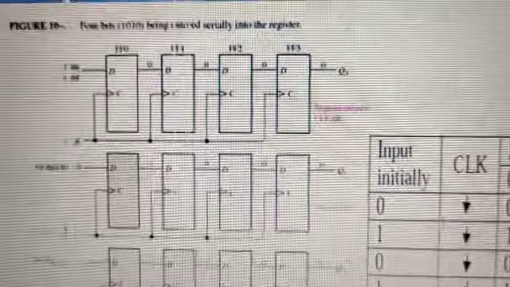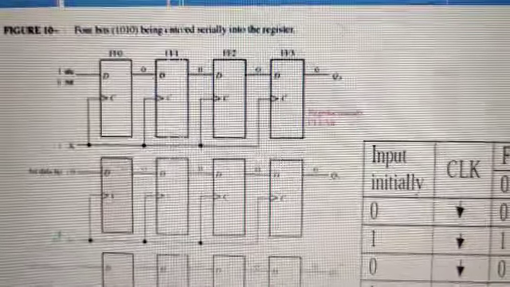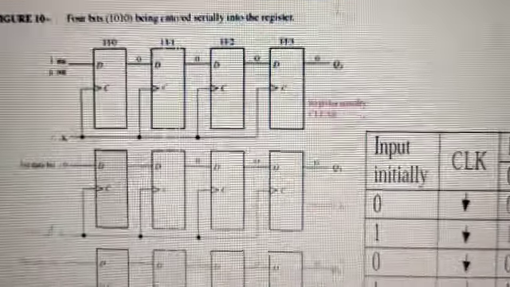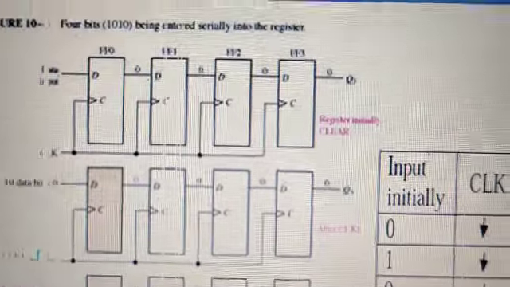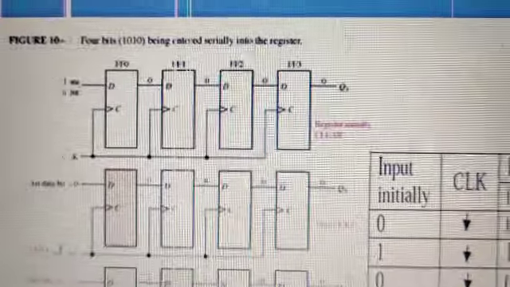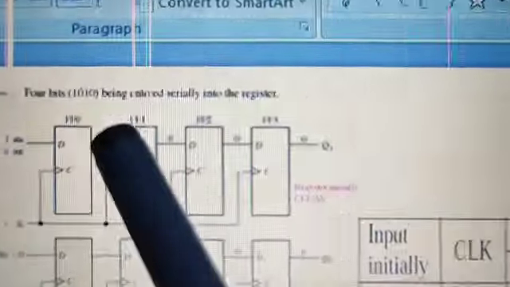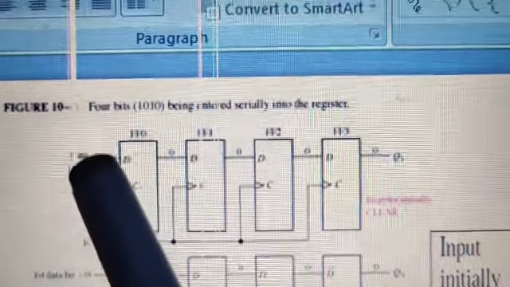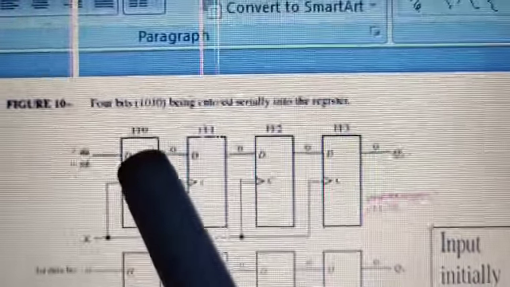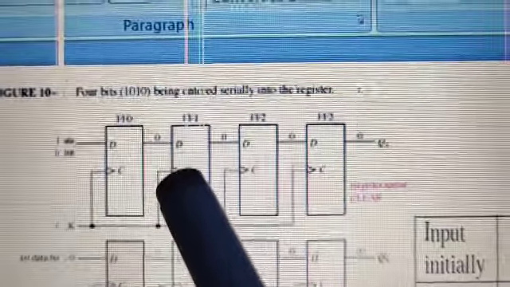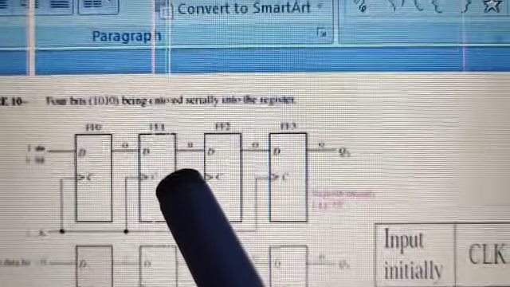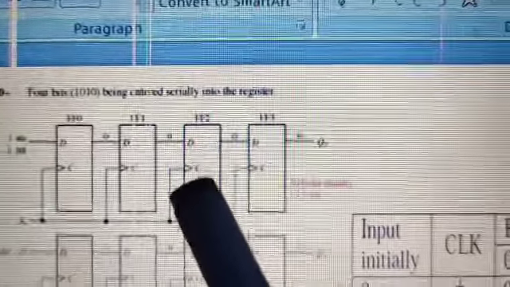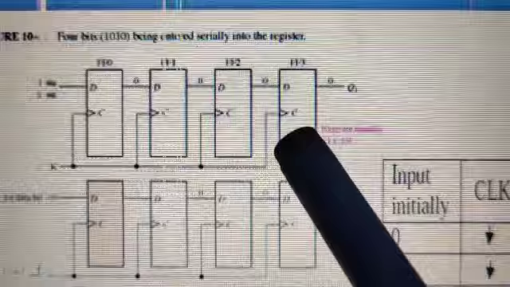Now if I want to transmit 4-bit information, I will use 4 flip-flops. 4 D flip-flops will be used there. In the first flip-flop, the input is D. Data input is applied to the first flip-flop. The output of the first flip-flop is given as the input to the next. Then the output of the second flip-flop is given as the input to the third, and the output of the third is given as the input to the fourth. So this is what is happening.